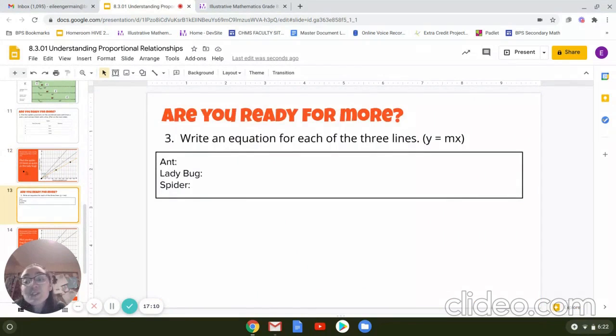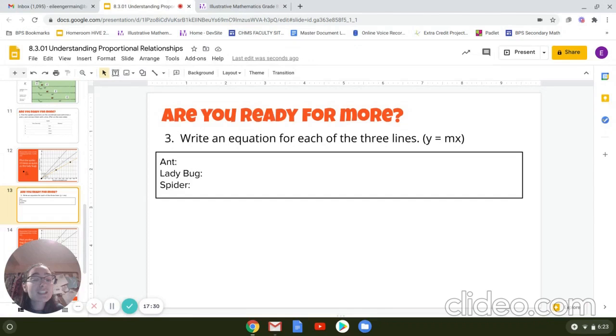Okay, so now here comes the tricky part. Okay, so we just created the equation. We just created the lines. We just put our new animal on the tick diagram. Now, our last piece for this activity is we need to write an equation for each of the 3 lines.